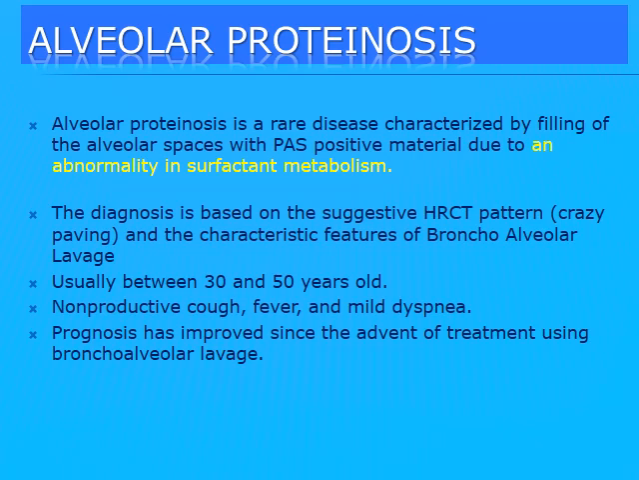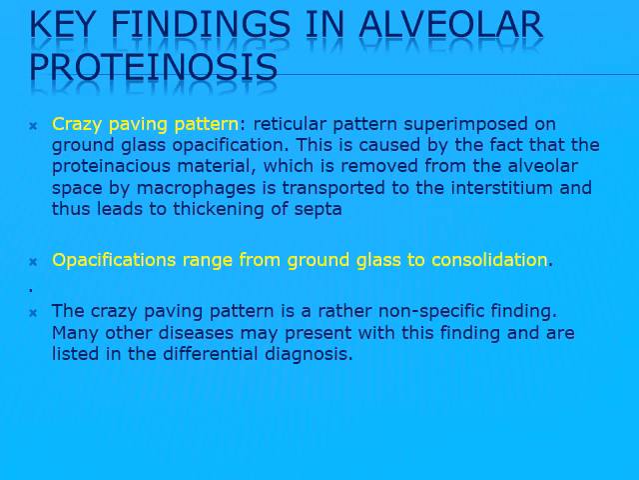The third one in this rare group, there are three: alveolar proteinosis is a rare disease characterized by filling of the alveolar space by PAS positive material due to abnormality in the surfactant metabolism. The diagnosis is based on high resolution CT, which shows crazy paving pattern. Usually between 30 and 50 years old, the patient presents with non-productive cough, fever, and mild dyspnea. Prognosis is improved by bronchoalveolar lavage.